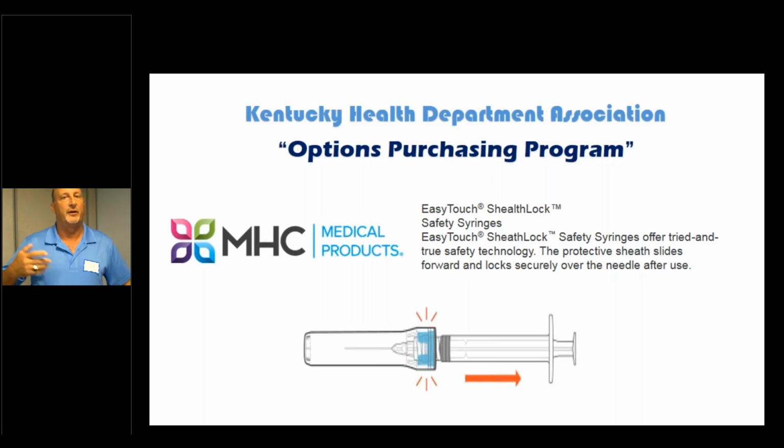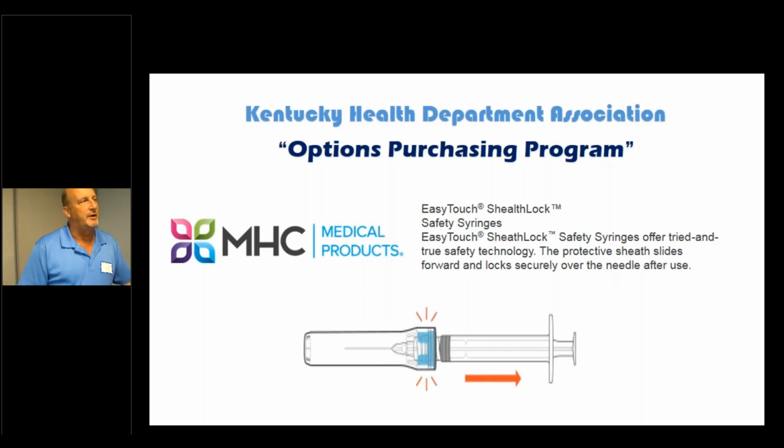So there's an education process to this as much as there is a mechanical process to this. MHC has the sheath lock syringe that we've had a lot of buzz about, where the user just pulls the syringe back and pops the sheath in place. It can't be used anymore. Once that clicks into place, it's done. They drop it in the container, and then they go back a few days later and get their new syringes.